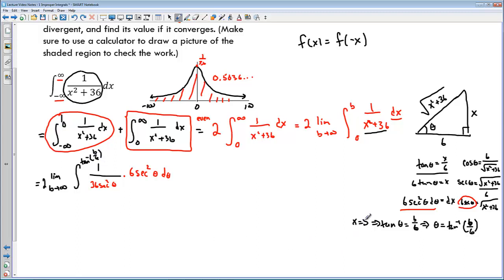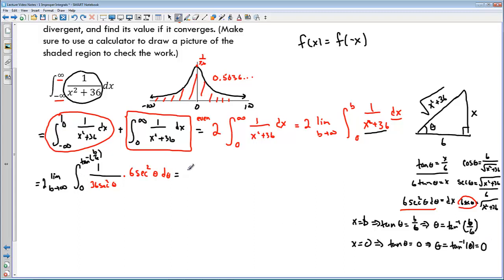And then what happens if x is equal to 0? If x is equal to 0, because that's my lower limit of integration, that implies that tan of theta is equal to 0 over 6, which is 0, which implies theta is equal to tan inverse of 0. Now, tan inverse of 0, I know. It's sort of like what angle you take the tan of, you get 0 back, and that's equal to 0. And so the lower limit is still 0.